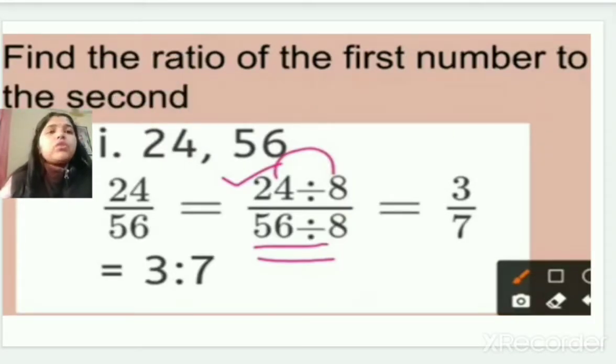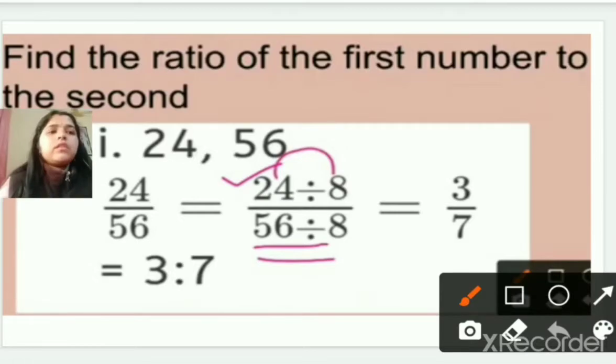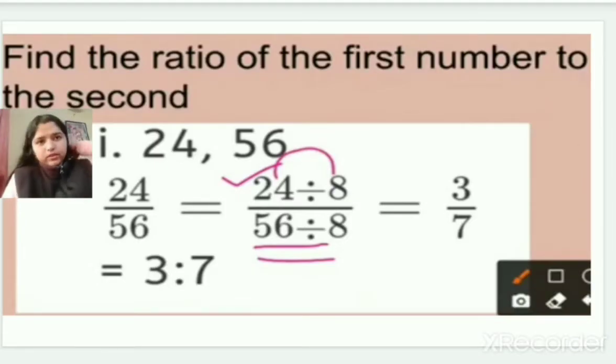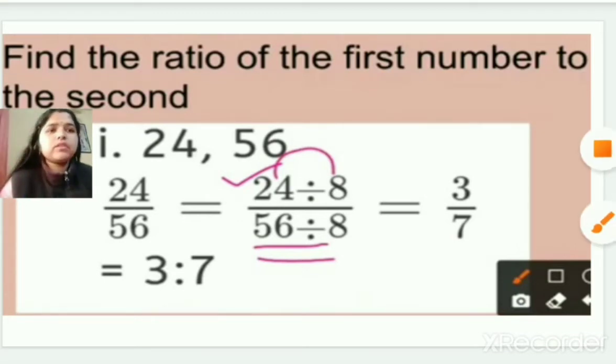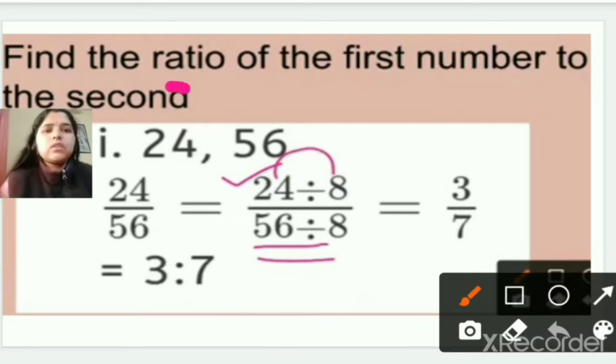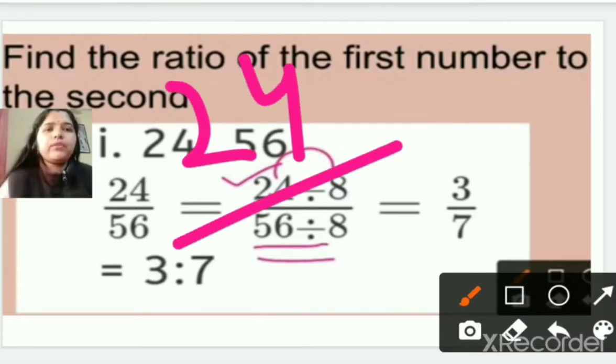Find the ratio of the first number to the second. It means you have to find the ratio of the first number and the second number. So what is the first number? We have the first number as 24 and the second number as 56. So we will write the first number over the second, that is 24 by 56.